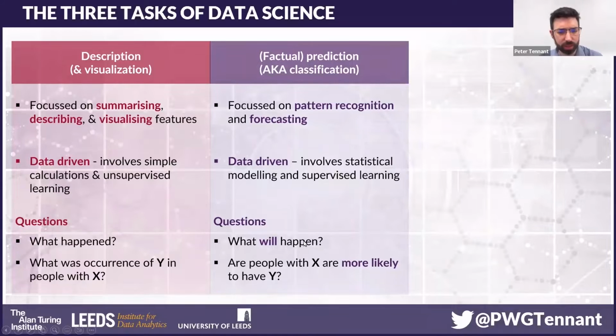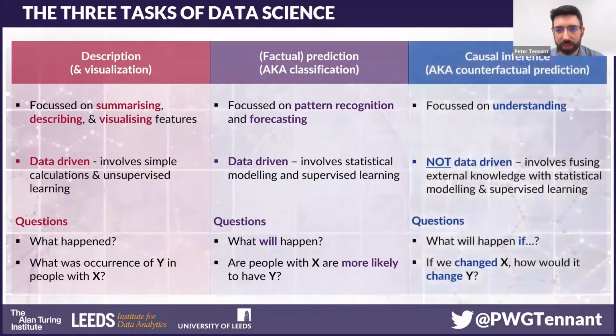And this time, again, rather than just describing, we might be asking questions like, what will happen, or what might happen? What is most likely to happen? Or are people with a particular condition more likely to end up with a particular outcome, rather than just having more of that outcome? So finally, we're able to define causal inference as distinct from these two things, otherwise known as counterfactual prediction, as something that is focused on gaining understanding.